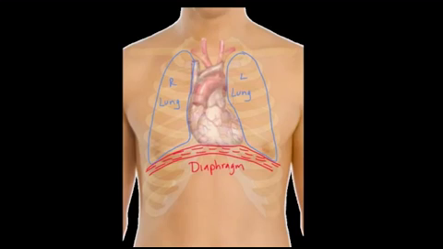Now the diaphragm, like we said earlier, divides the cavities. It separates the thoracic cavity from the abdominal cavity. So it forms the floor of the thoracic cavity and the roof of the abdominal cavity. Now this entire space you are looking at is called the thorax, or the thoracic cavity. Now, what exactly does this heart do for us?